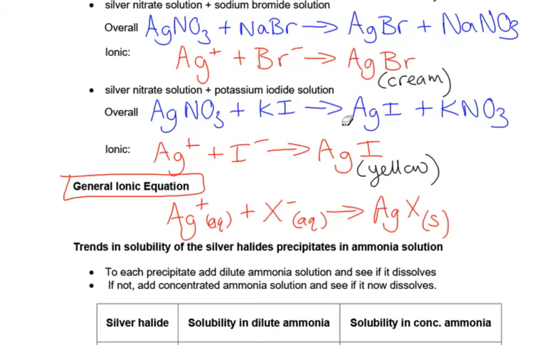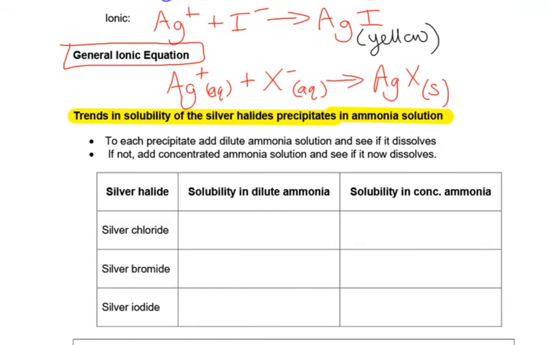The silver halides that you've made, so your silver iodide, silver bromide, etc., have different solubilities in ammonia, so you can use that to identify correctly which one you might have. So you firstly add dilute ammonia, see if it dissolves. If it doesn't, you can then add concentrated ammonia, again to see if that dissolves, and the observations that you see will help you define which halide you have.